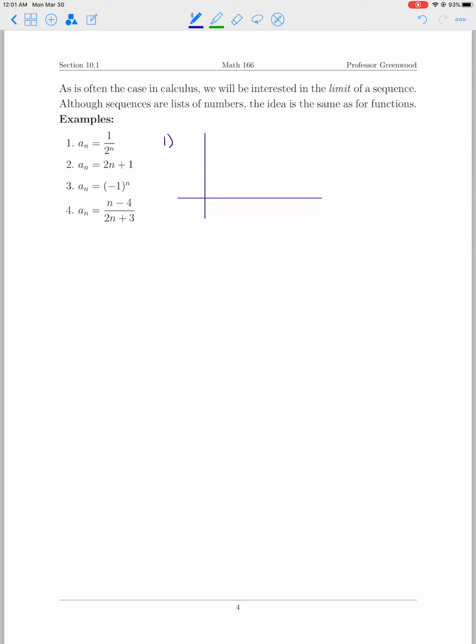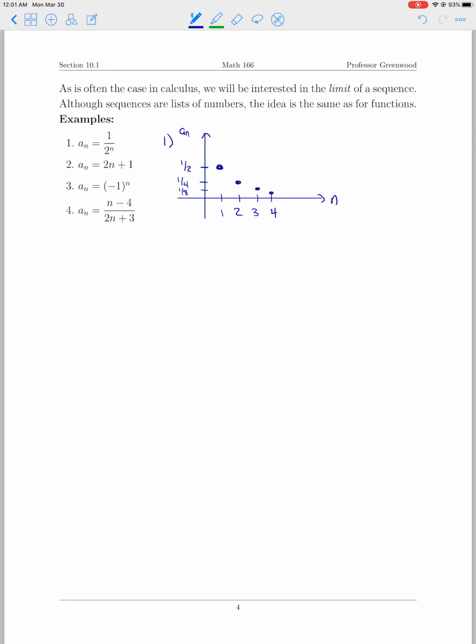If I'm looking at the sequence 1 over 2 to the n, then again I might start by drawing an n axis and an a sub n axis. I'm just going to plug in different values of n here. It's going to start at 1/2, then move down to 1/4, then 1/8, and so on, cutting in half each time.